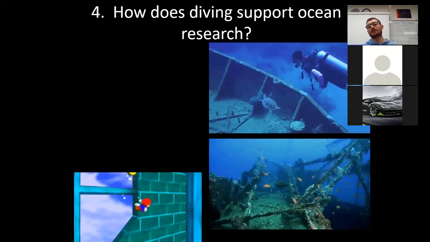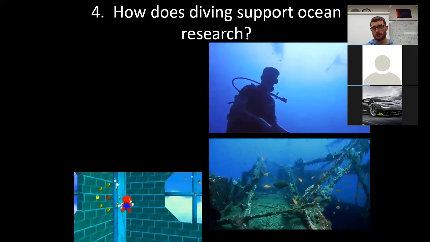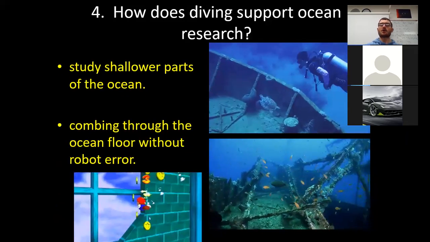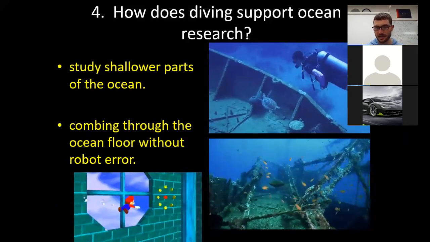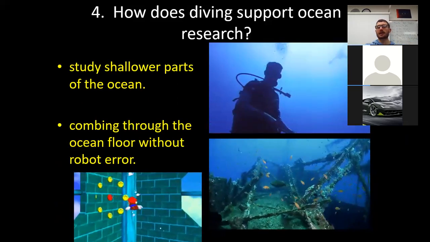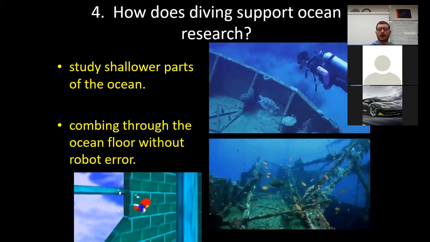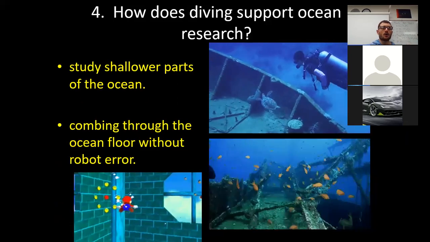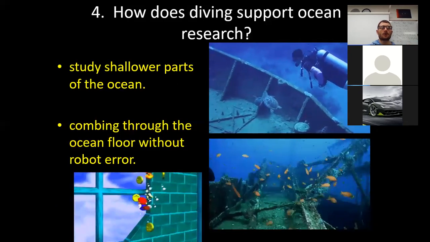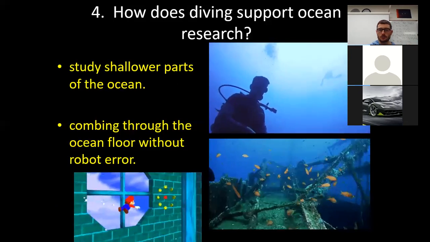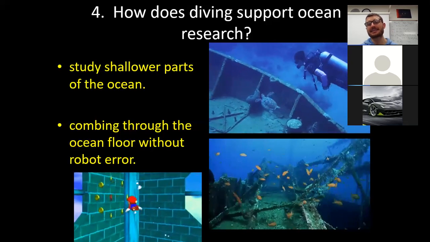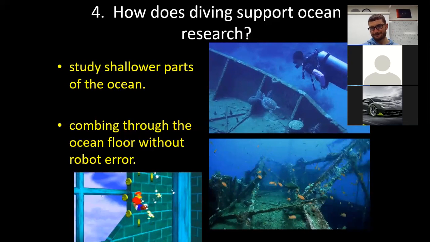Well, believe it or not, they do have a big purpose. What's their purpose, guys? We need divers for really shallow water. Now, think about this, guys. Why would a submersible be a bad idea if you're trying to explore corals?